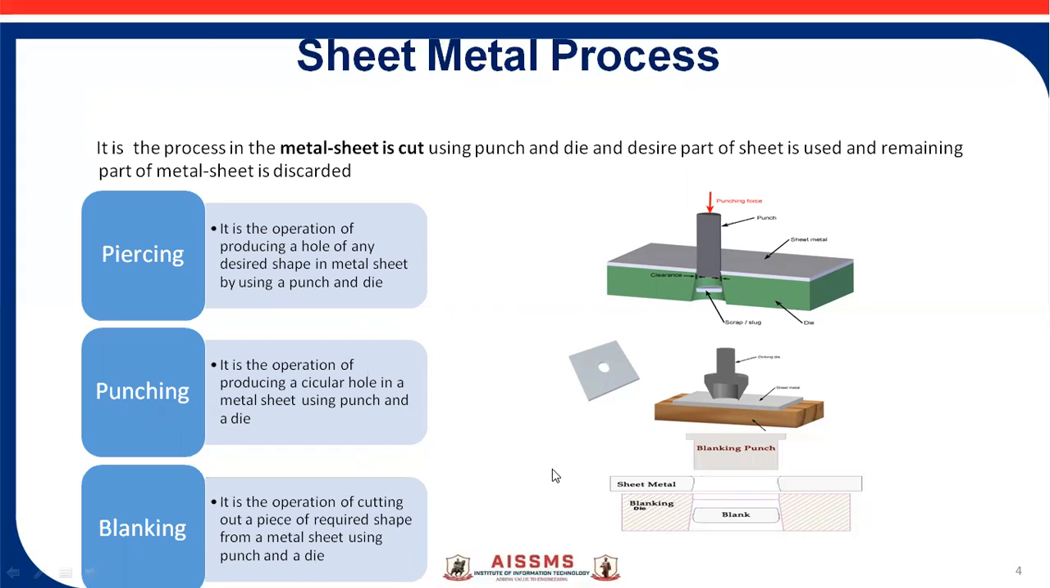Then blanking is the operation of cutting out a piece of a required shape from the metal sheet using a punch and die assembly. In blanking, the cut-out piece is the required part, but in punching, the remaining sheet metal is the required part. This is the main difference between punching and blanking. But the assembly is the same, a punch and die assembly.